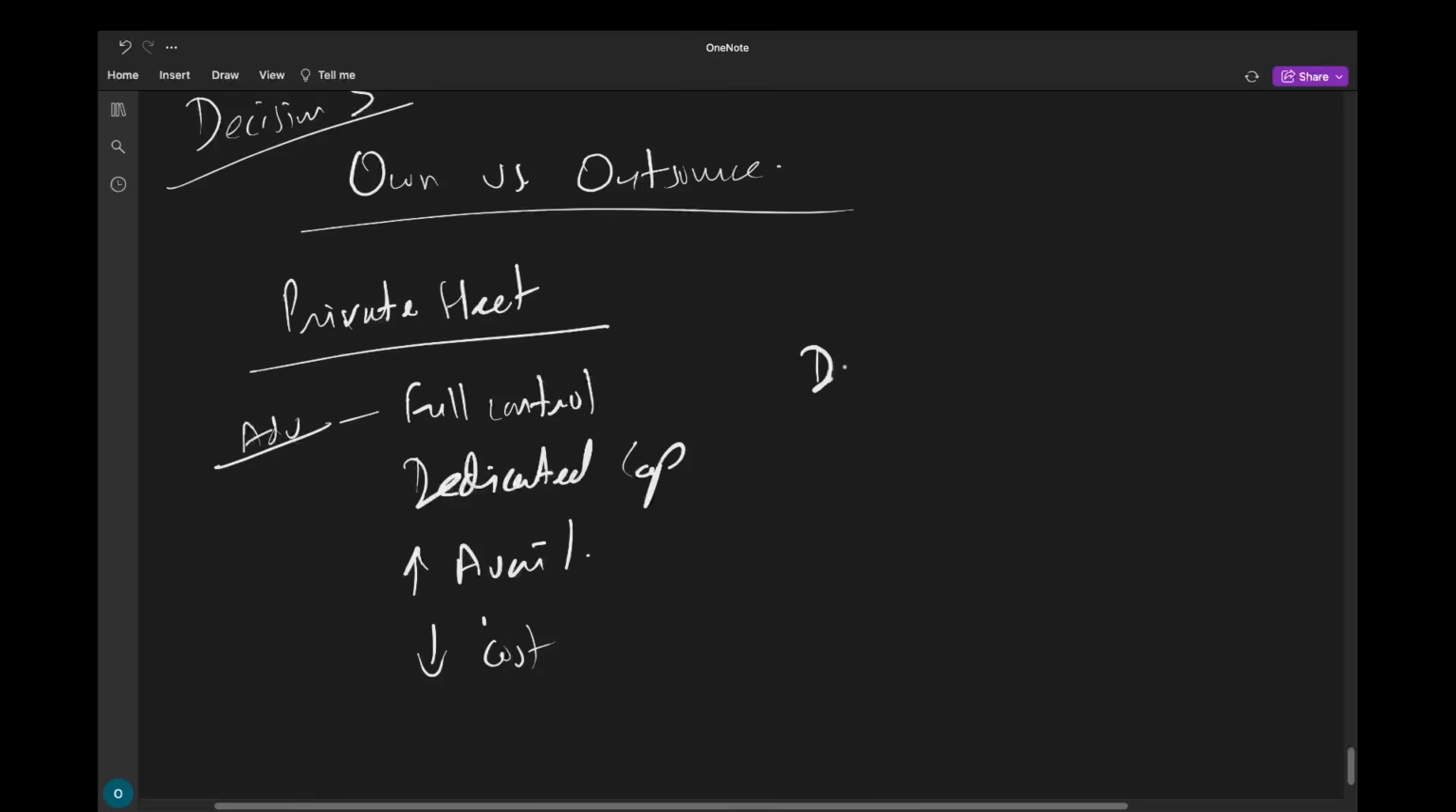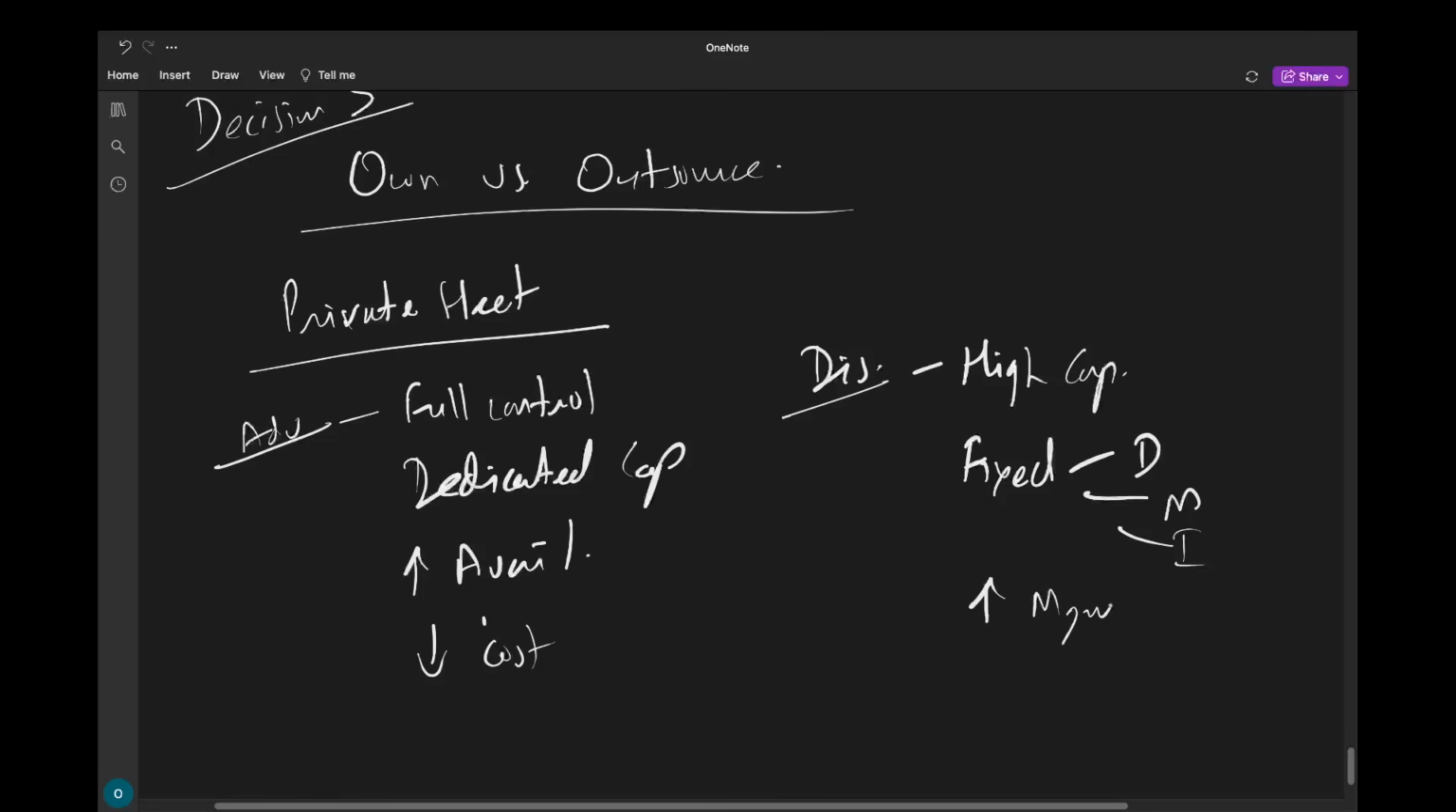What are the disadvantages? High capital investment because we have to buy trucks, capex. Then there are some fixed costs whether we ship the goods or not, because we have to pay the driver, we have the maintenance, insurance and so on, and we must manage the fleet operations, so there is high management involved, and truck may return empty, so the deadhead.